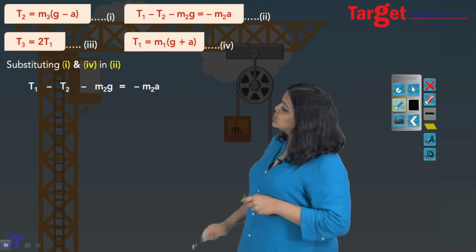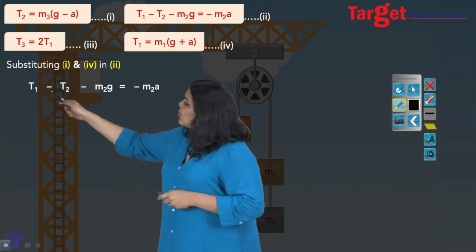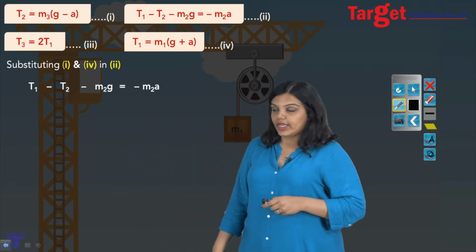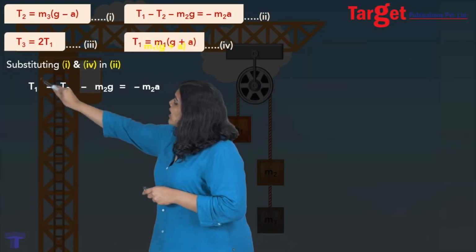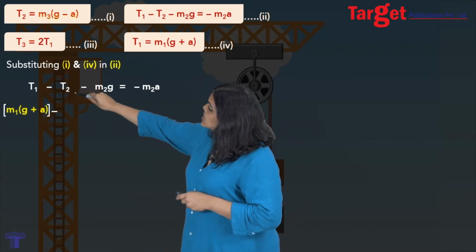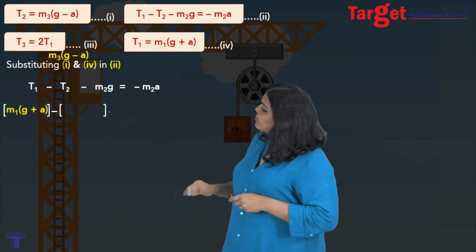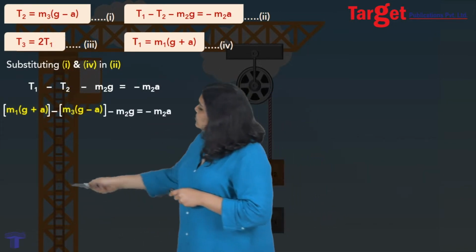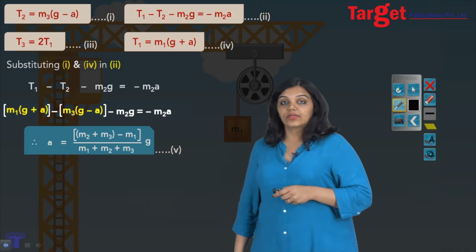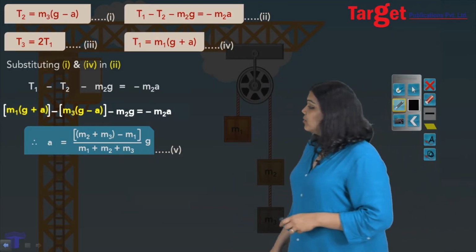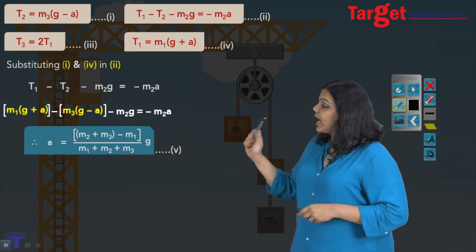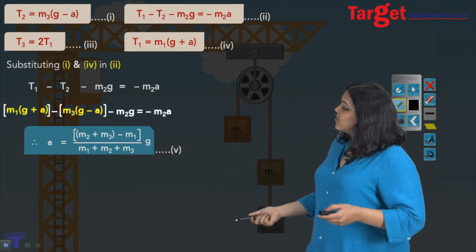So I rewrite equation 2. Equation 2 says T1 minus T2 minus M2G is equal to minus M2A, but instead of this T1, I'm going to take it from here and I'm going to bring it here, and instead of this T2, I'm going to take it from there and I'm going to bring it here, and this gives me the final expression for acceleration. It seems like a complicated one. I'm not going to say it out loud, but it's what you get when you find the algebraic expression for acceleration.